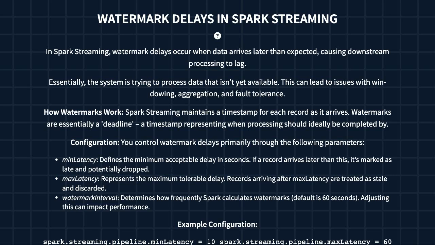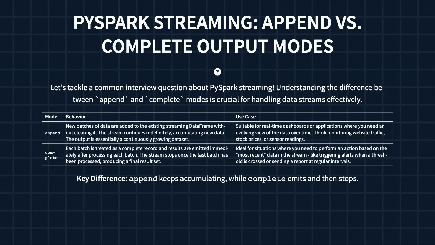on your application's needs. Okay, let's talk about how PySpark handles data in streaming. One important distinction is between append and complete modes. With append, the stream just keeps growing. New batches of data are added to the existing data frame without erasing anything. This is great for things like continuously updating dashboards where you want to see a rolling history of events. On the other hand, with complete mode, each batch of data is processed and its results are emitted immediately. Once that last batch is done, the stream stops entirely. This is perfect if you need to react to the very latest information, like setting off an alert when a value hits a certain threshold.